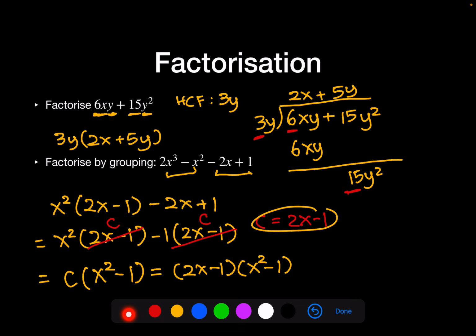Now, I should mention that you can factorize this further, but I think for year 8, you won't really need to do that. But just for the sake of it, I'm going to tell you that this is also equal to 2x minus 1, and you can further factorize this as x minus 1, and then times x plus 1. But like I said, for year 8, you probably won't need to do this extra step. But that's factorization by grouping.